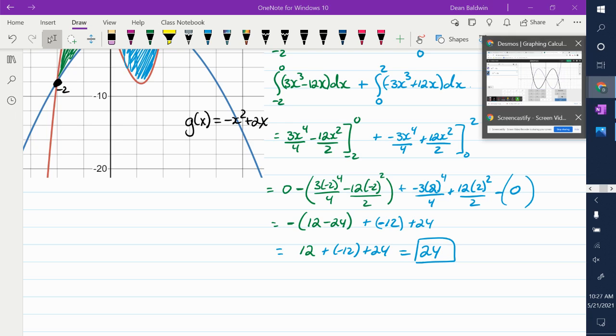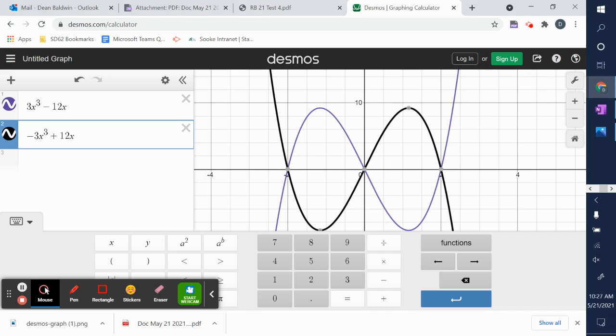And the graph you're actually integrating, that's obviously the area you're finding. But remember, we're doing the integral of these. 3x cubed minus 12x from negative 2 to 0. So that's this purple one here, from negative 2 to 0. That's positive. Okay. And then this one, negative 3x cubed plus 12x, the black one, that one is going from 0 to 2. And there's symmetry there.